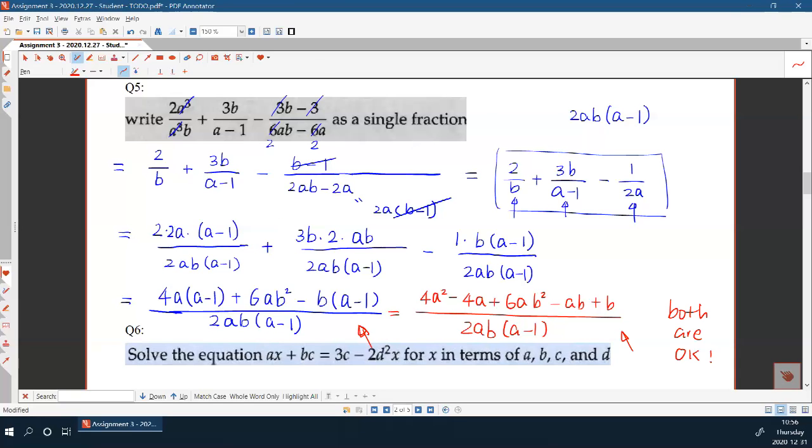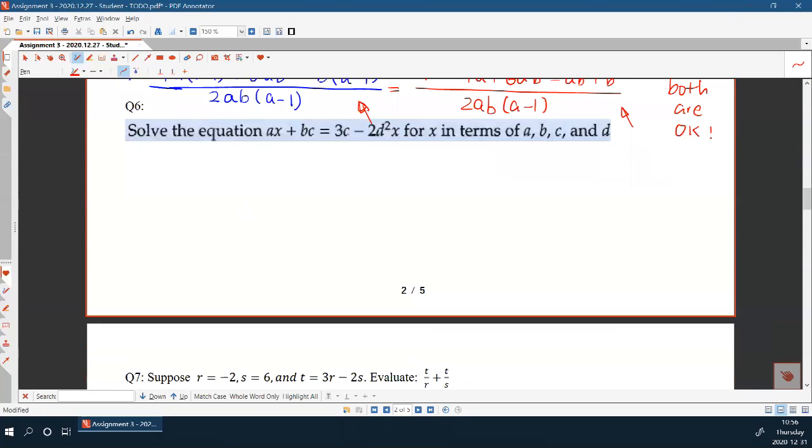Okay, if you have no questions, let's move on to the next one. Solve the equation ax plus bc equals 3c minus 2d squared x for x in terms of a, b, c, and d. That means a, b, c, and d are constants. x is the unknown that you want to solve. So we put all x's together and put all the constants together and try to solve x.